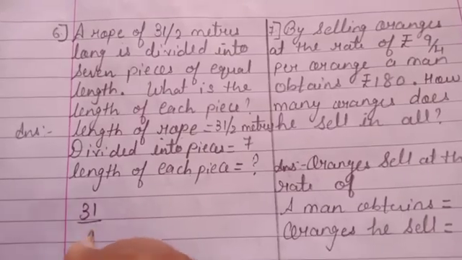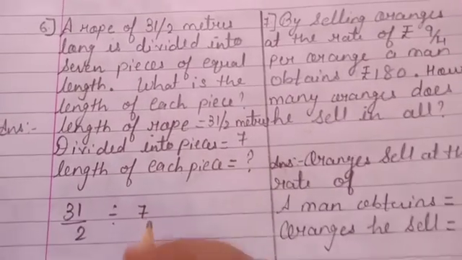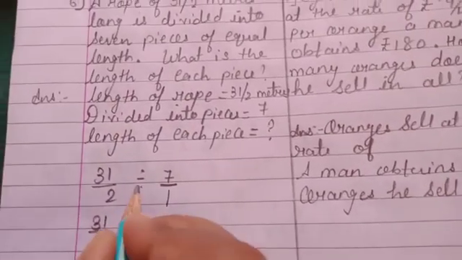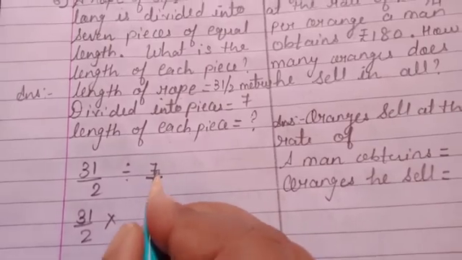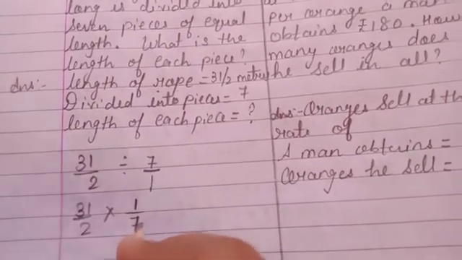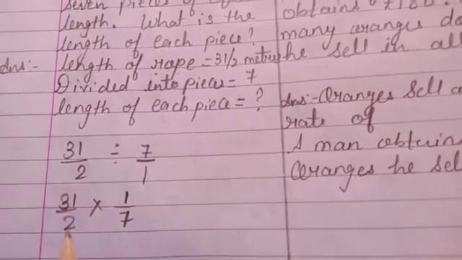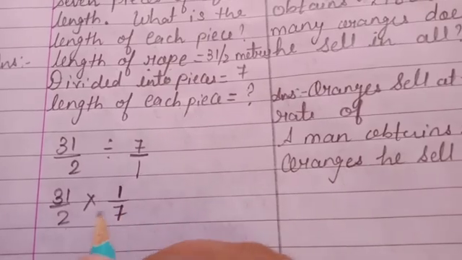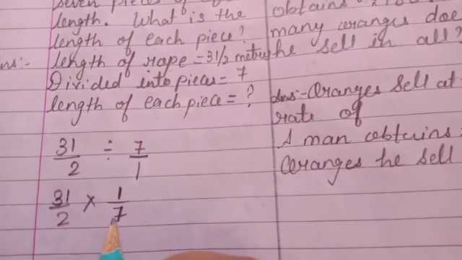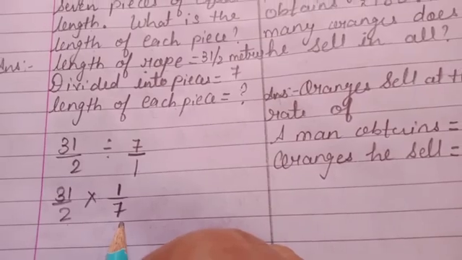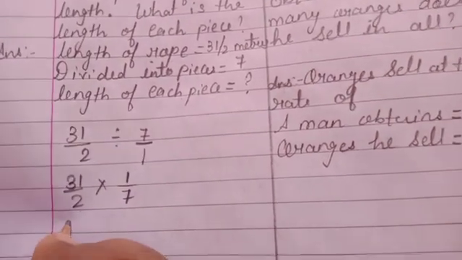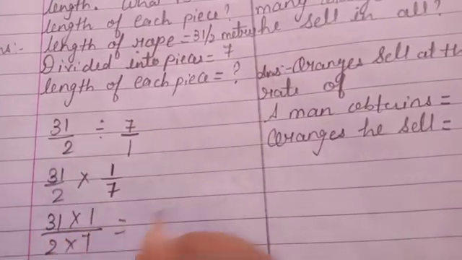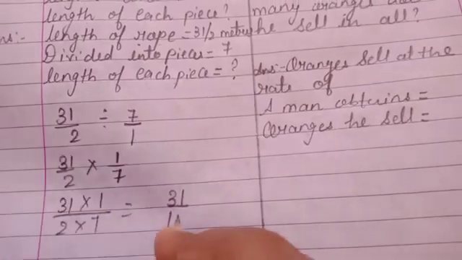So 31 upon 2 divided by 7. Here the denominator is not there, so we will write 1. So 31 upon 2, this divide will change into multiply, and the reciprocal of 7 upon 1 is 1 upon 7. So here, 31 upon 2 will not come in the same table. In the same way, 1 upon 7 will also not. And opposite, 31 and 7 also will not come in the same table. Okay, so now we will multiply. 31 multiplied by 1 upon 2 multiplied by 7. So 31 ones are 31, 2 sevens are 14.